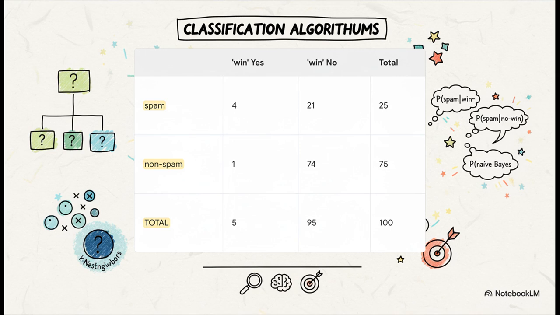Check out this table. It shows how often the word "win" shows up in spam emails compared to normal, non-spam emails. And the difference is pretty striking, right? The word "win" is in 4 out of 25 spam emails, but only 1 out of 75 normal ones. That's a really powerful piece of evidence.